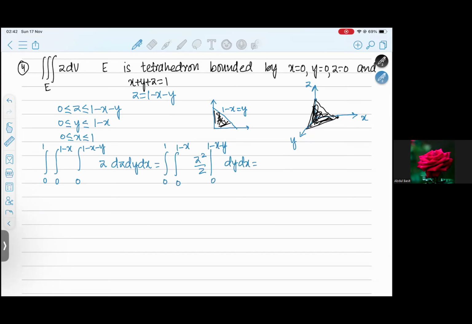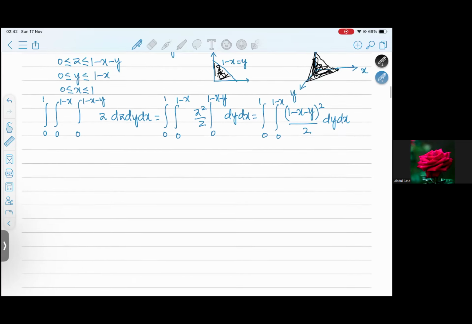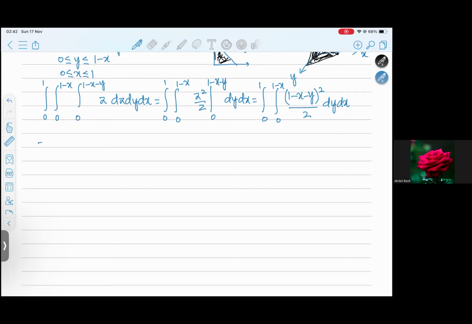So the integral becomes from 0 to 1, from 0 to 1 minus x, and if I plug in z is equal to 1 minus x minus y, I get this whole square divided by 2, minus, if I plug in 0 instead of z, I get 0. I can just skip that. dy dx, right? Now I need to evaluate this integral with respect to y.